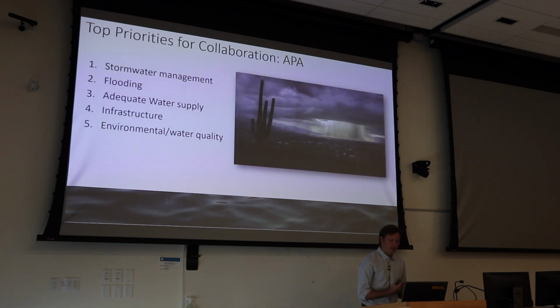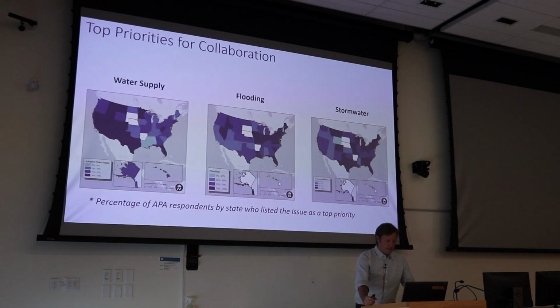It's remarkably similar to what the planners said. They thought they should be coordinated around stormwater management, flooding, planning for long-term adequate water supply, thinking about infrastructure and the age of infrastructure, as well as protecting environmental quality. So two different audiences, two different surveys. People are thinking very similarly. There is kind of a diversion across the country.